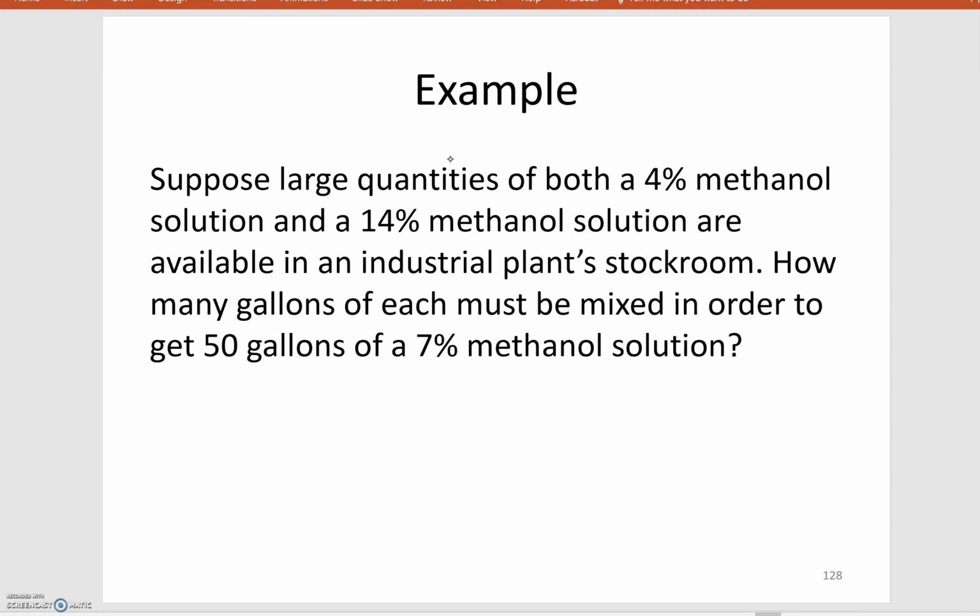All right, let's ramp it up a bit, look at something slightly harder. Mixture problems are something that have bedeviled students for many years, and so they're still here, but we're going to use a matrix method to solve this mixture problem. Suppose large quantities of both a 4% methanol solution and a 14% methanol solution are available in a stockroom. How many gallons of each, remember looking for the question, must be mixed in order to get 50 gallons of a 7% methanol solution? So here's my question.